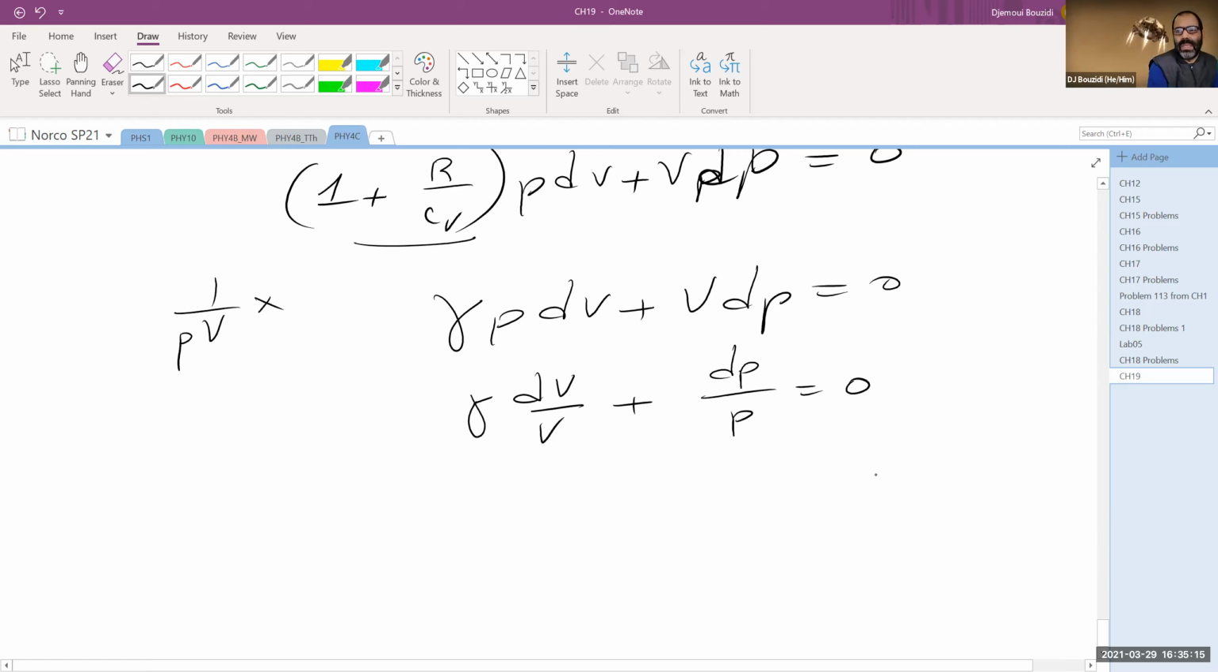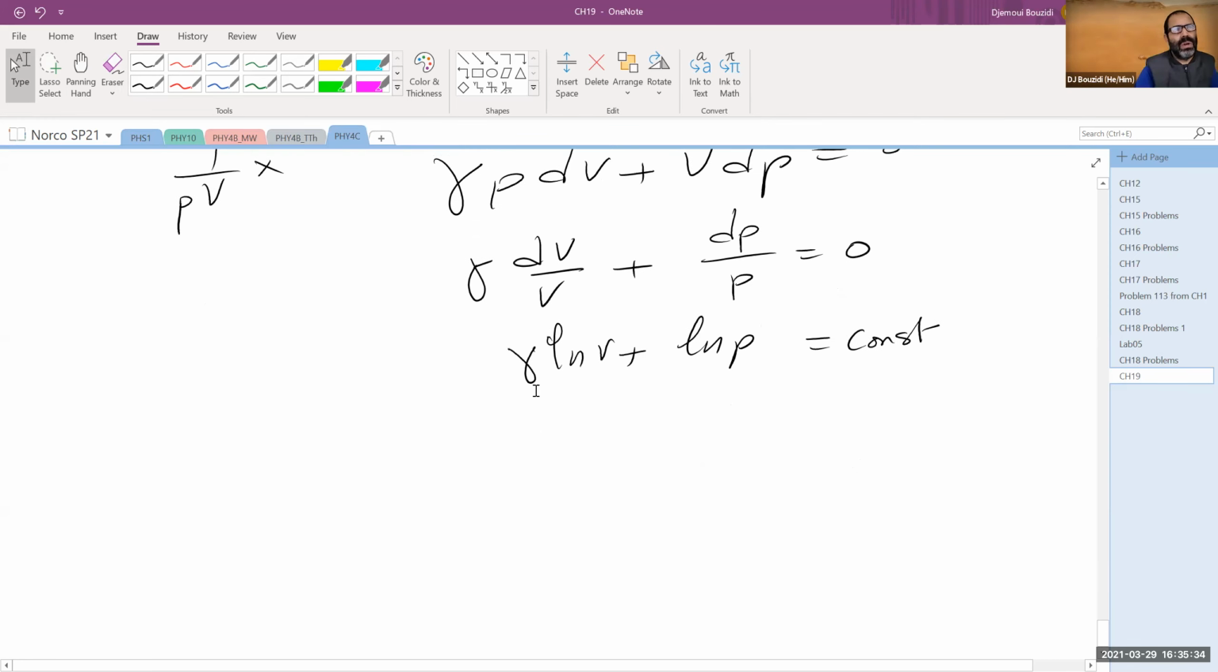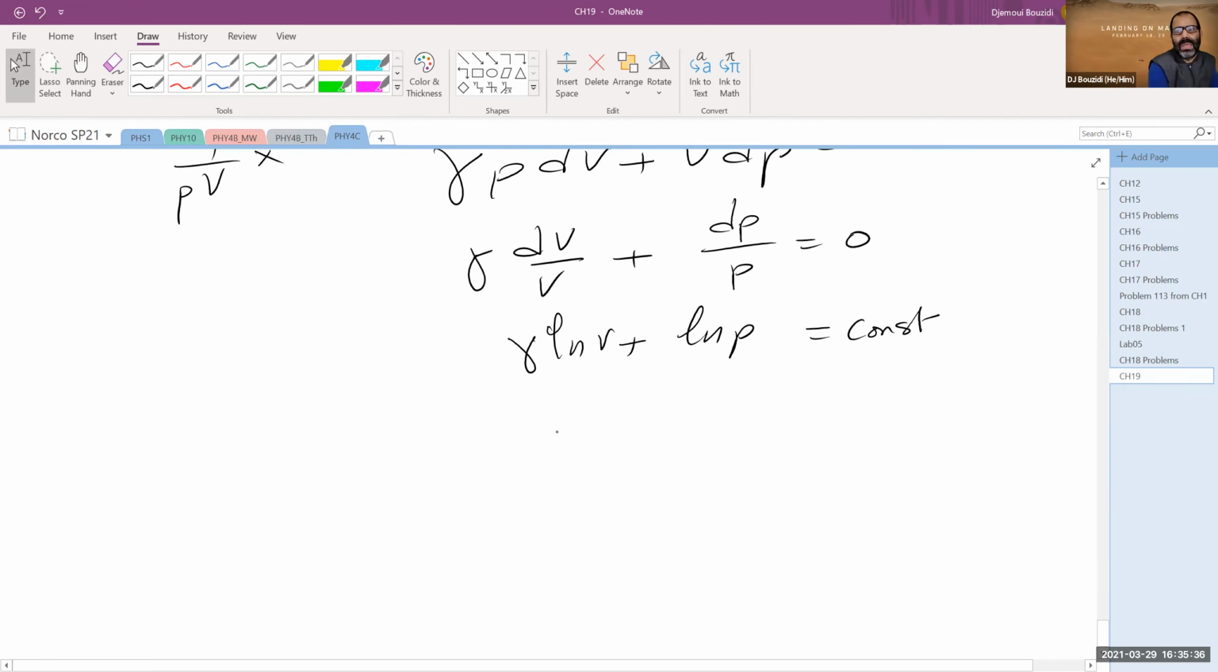Obviously, if I integrate both sides, the integral of 0 is a constant. The integral of dP over P is just the natural log of P, and the integral of dV over V is the natural log of V, and that is the expression in here. Gamma times the natural log is equal to the natural log to the power gamma, that's all. So this is ln of V to the power gamma plus ln of P is equal to a constant.